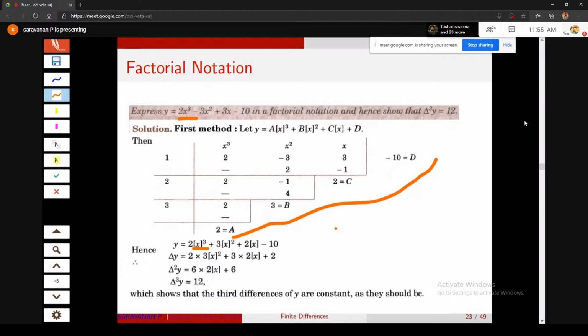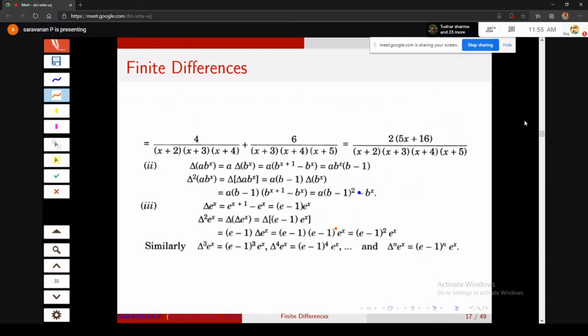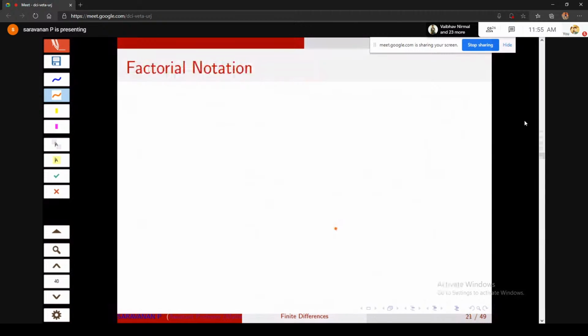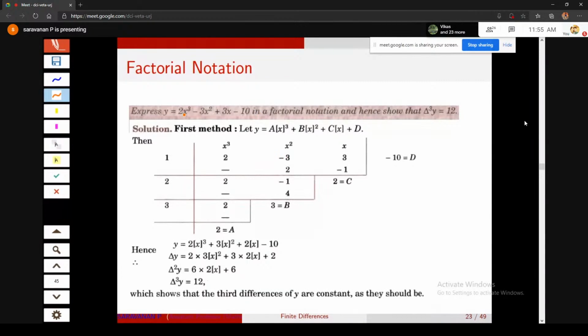And if I compare this polynomial and the factorial polynomial, you can note that the degree is the same. What is the degree of this polynomial? 3. Degree of this factorial polynomial is also 3. What is the coefficient of x cube in the polynomial? 2. Coefficient of factorial x cube is 2. Constant term is -10. Here also the constant term is -10. So there is no change in these three things. The degree will be the same, the coefficient of highest power will be the same, and the constant term will be the same. The other coefficients might vary.